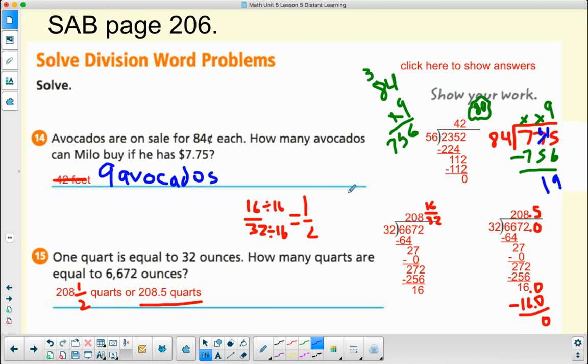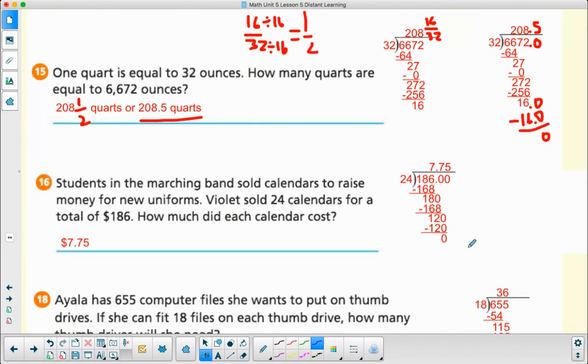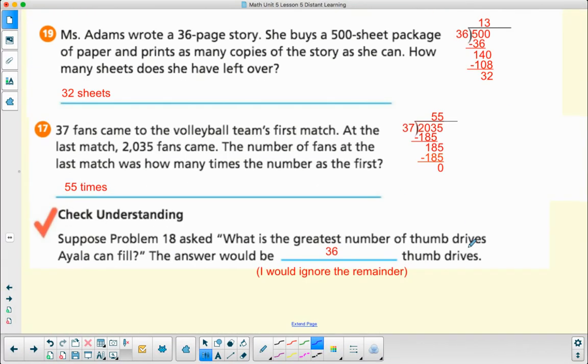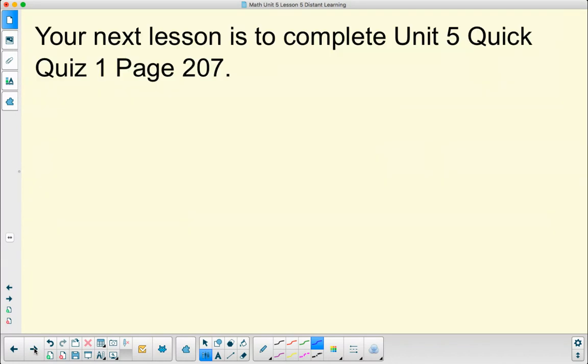All right, so there's my work for this page. Make sure you're interpreting your remainders. In our next lesson, you'll be completing Unit 5 Quick Quiz on page 207.